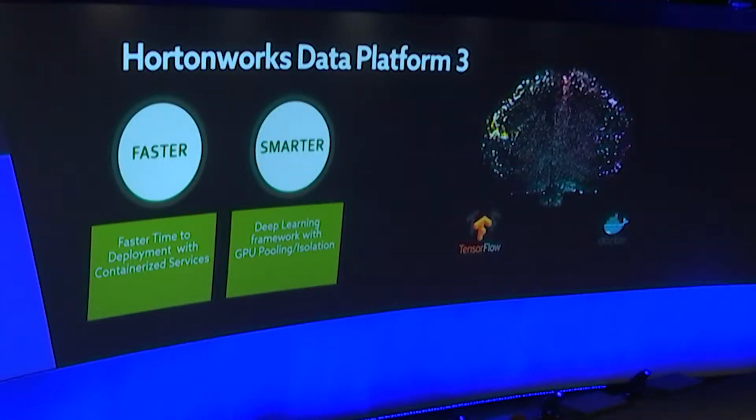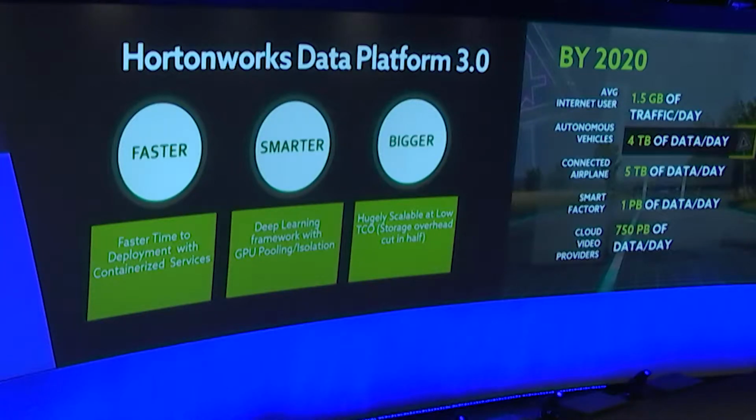HTTP3, it's faster and smarter. Means I can deploy containerized TensorFlow in minutes. And with GPU pooling, I can reduce time to insight by 50x. That's pretty powerful. It's also bigger. So with HTTP3, I can cut down my TCO by half, and I can increase my scale by 4x.